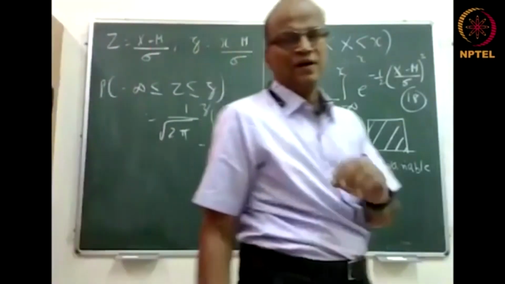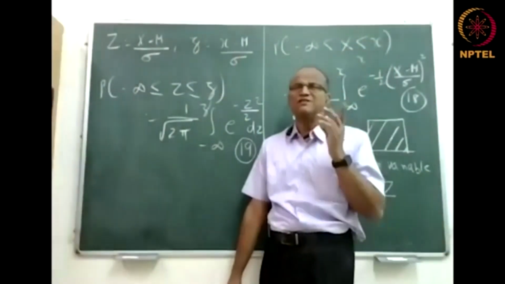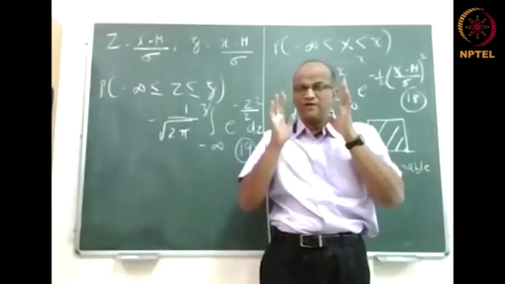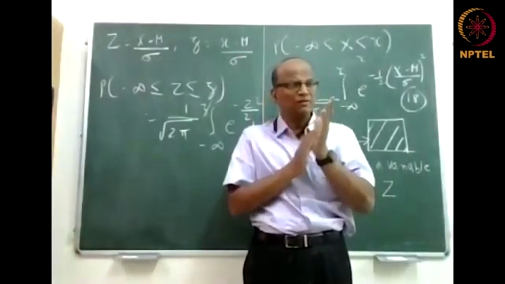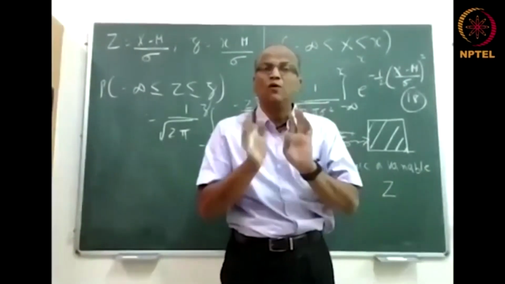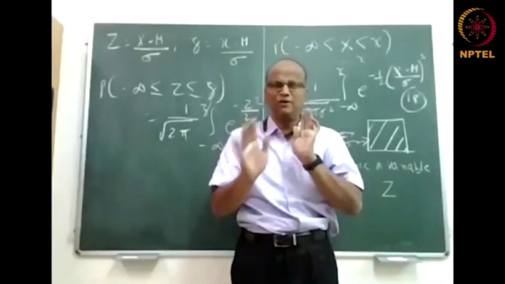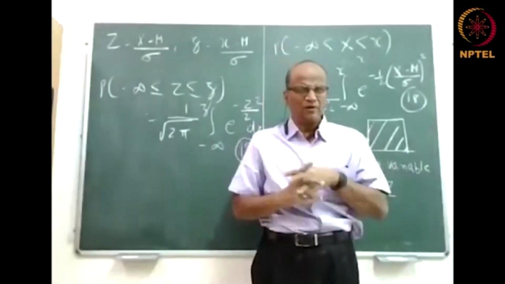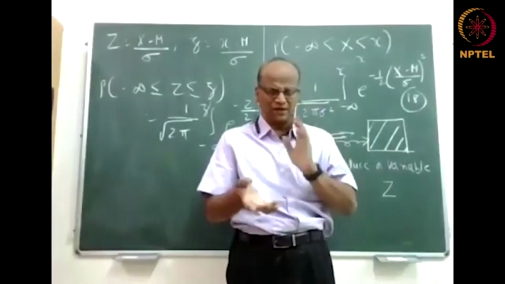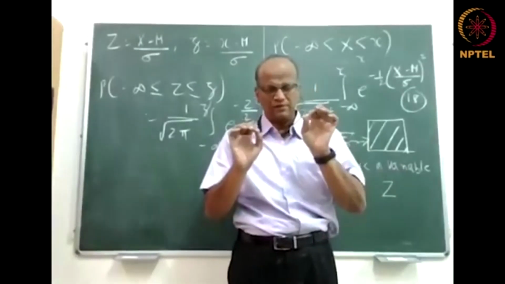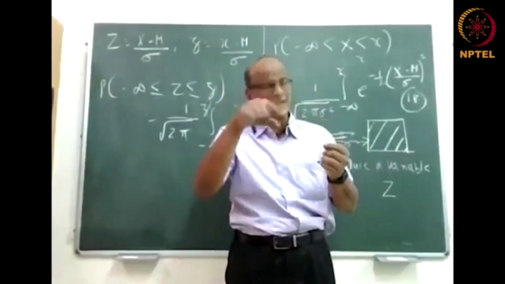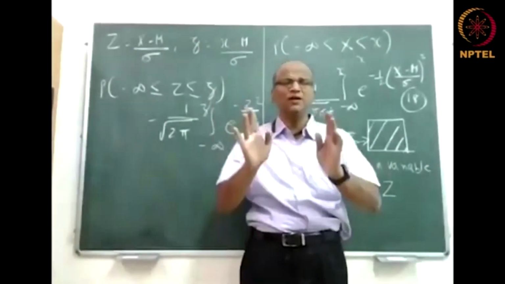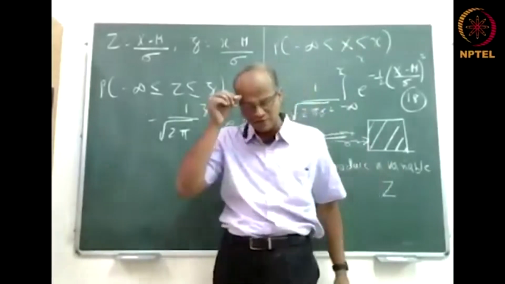Now, often we are not interested in minus infinity to x and x to infinity and all that. We are interested in what is the probability between two limits. What is the probability that the capital X will lie between small x1 and small x2? Are you getting the point? What is the probability that this capital X random variable will lie between the two limits given by small x1 and small x2?